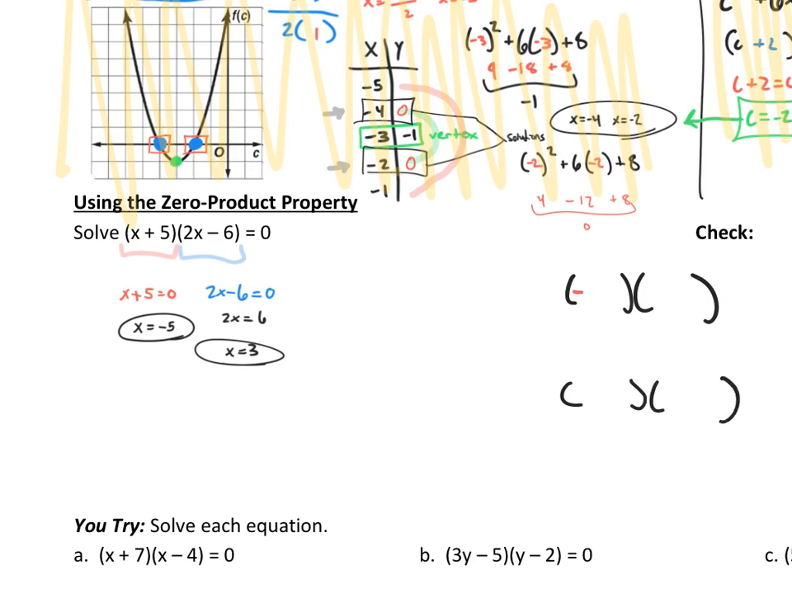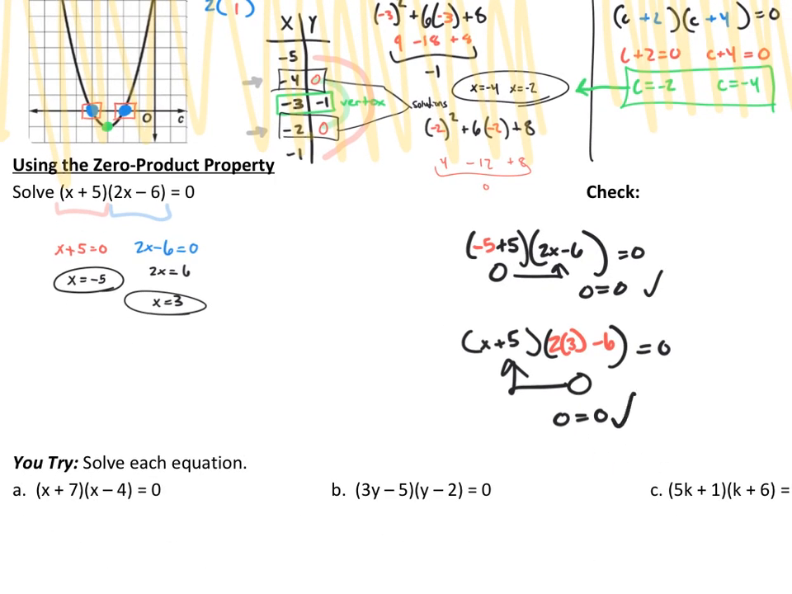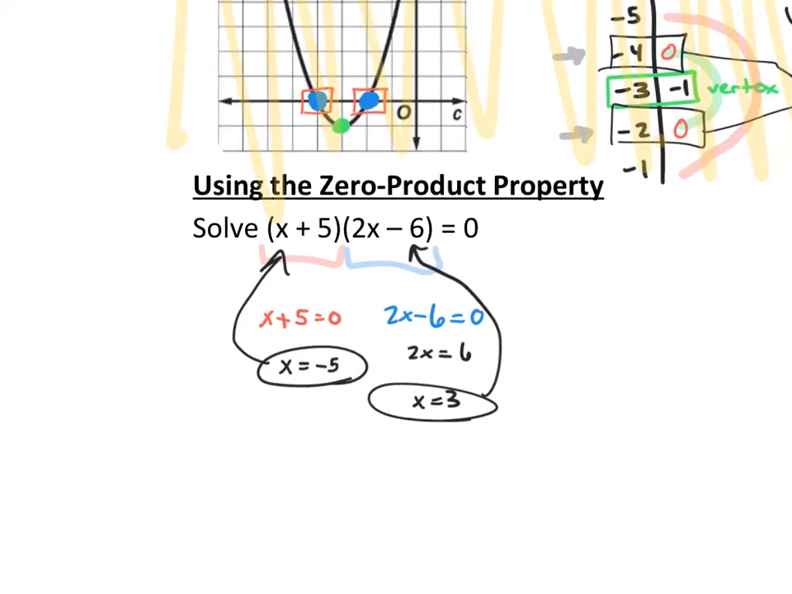Let's plug the -5 in first. If I plug in -5, notice that this piece becomes a 0. 0 times that gives us 0 equal to 0, so it checks out. If we plug in the 3, you'll see that 2 times 3 is 6, 6 minus 6 is 0. 0 times all of that checks out as well. So you really just want to make sure that each x makes its own piece equal to 0.